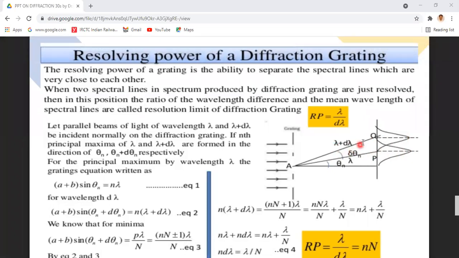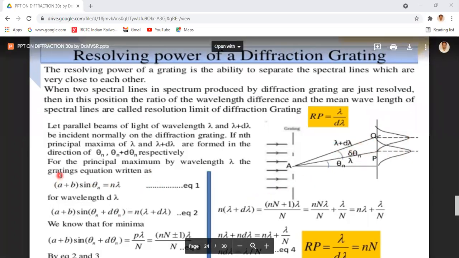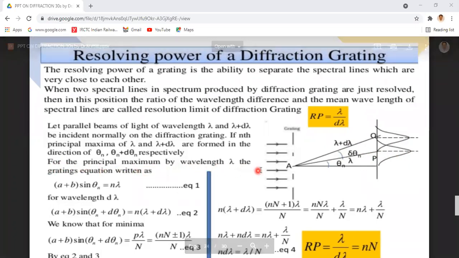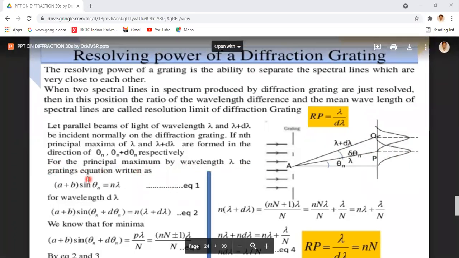So we take these two equations. For the principal maximum of wavelength lambda, the grating equation is written with a plus b as the width of the slit. Actually we know the condition for maxima and minima in the diffraction grating: a plus b sin theta is equal to n lambda.